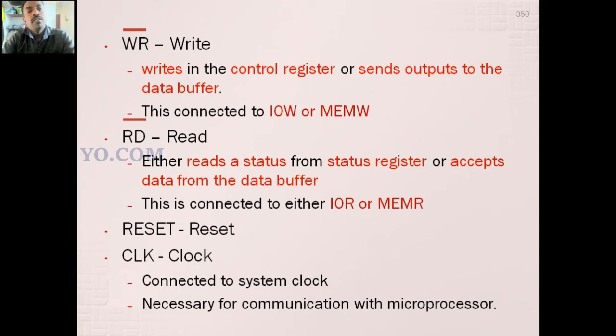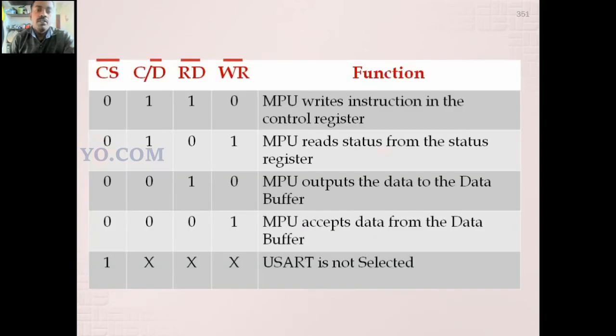Then the reset pin is used to reset the 8251, so it completely clears all the registers and the data buffer. Okay, so it resets the 8251. Then CLK means clock, it is connected to the system clock, necessary for communication with the microprocessor.